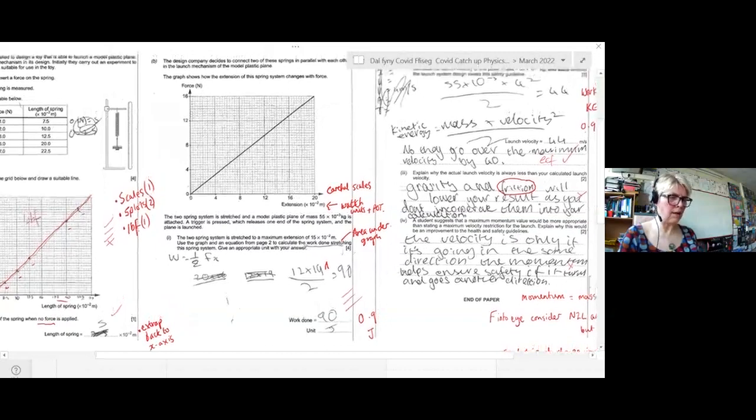Now, this is again energy, but elastic energy. So we say work done to stretch a spring is the energy stored in the spring, and that's given by the area underneath the graph. But before I shade it all, the two spring system is stretched to a maximum of 15. So we've got to identify where 15 is in order to work out the area under that graph, which is given by work done equals half force times extension.